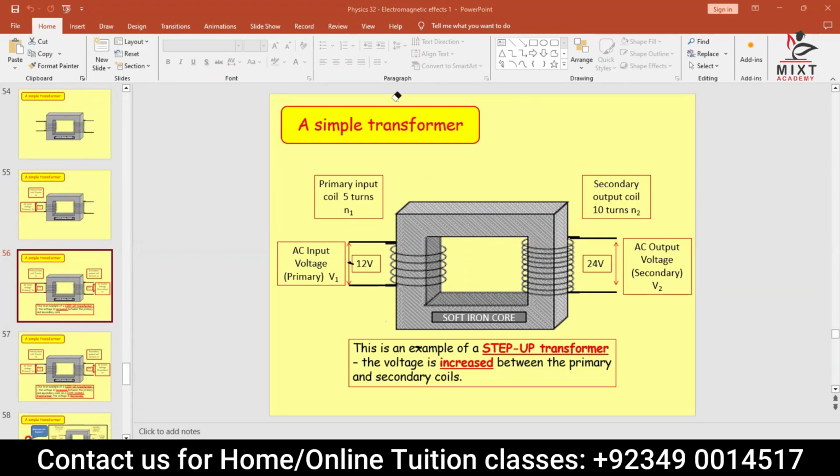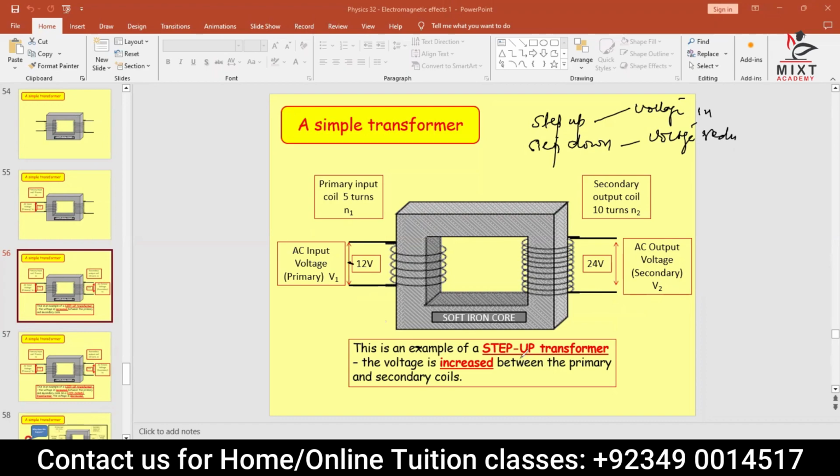There are two types of transformers we have. One is called a step up transformer, and the other type is called a step down transformer. One transformer is used to increase the voltage, and one is used to reduce the voltage.